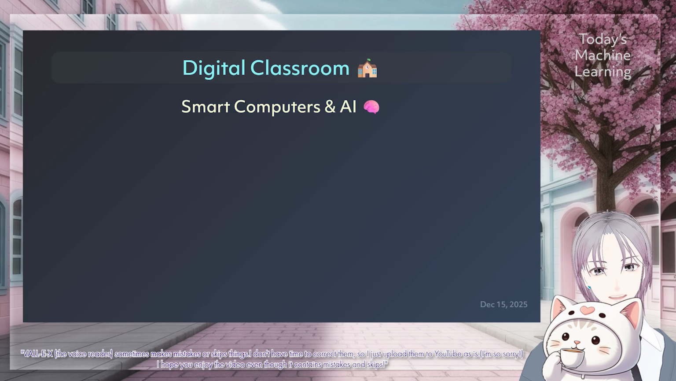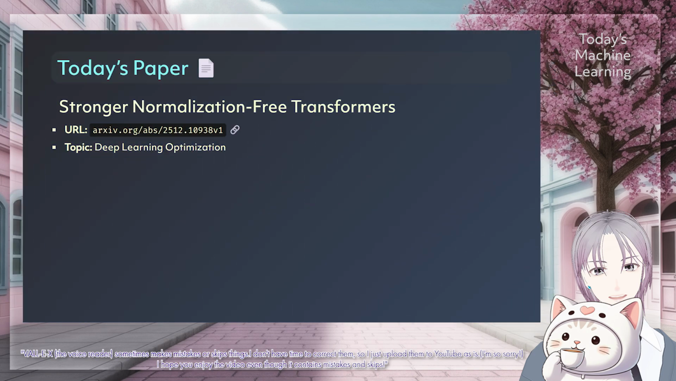You know, I usually talk like an elementary school teacher, but today we are going to learn about something very smart. Something that makes computers think even better. So, let's open our textbooks, or rather, let's look at the trending article from the archive. The title of today's paper is Stronger Normalization-Free Transformers. The arXiv ID is 2512.10938. It is a bit of a mouthful, but don't worry, I will explain it so it is as easy as ABC.